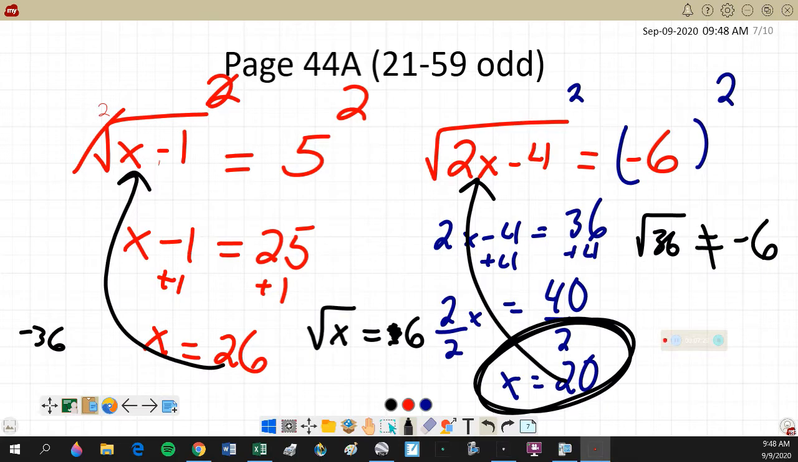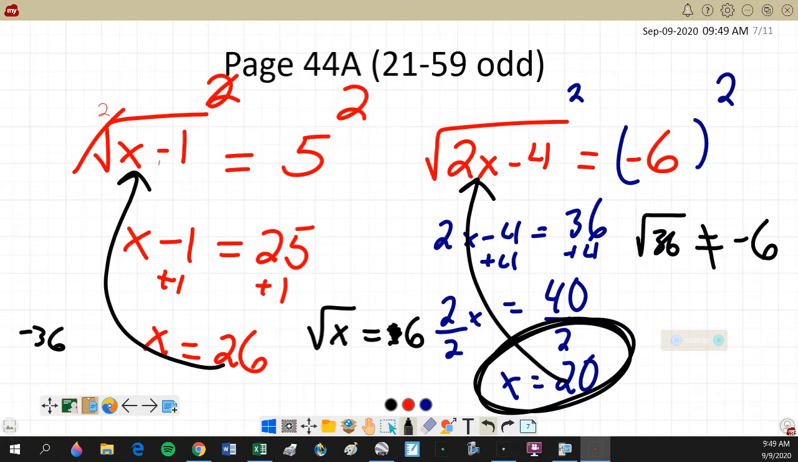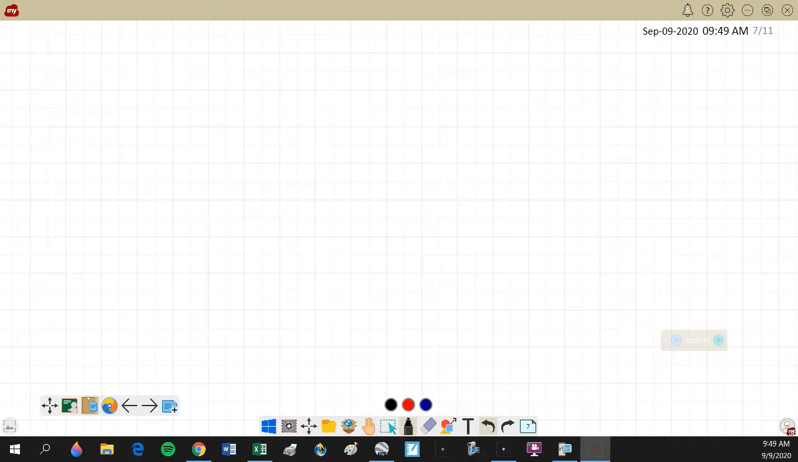The square root equals a negative number on that right side. So, maybe I shouldn't do that. Let's go back. Oh, it had the same effect.